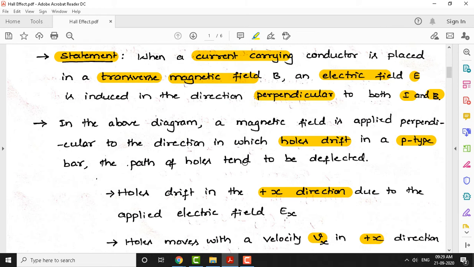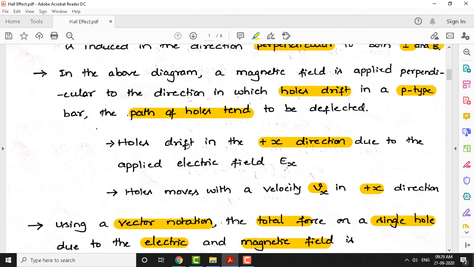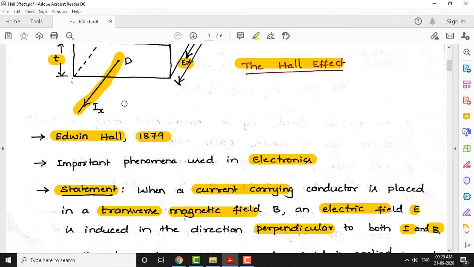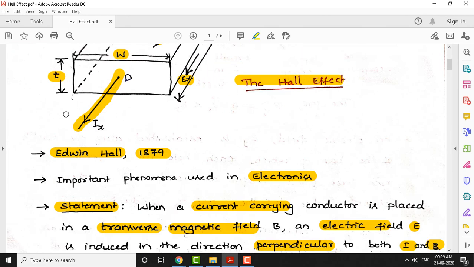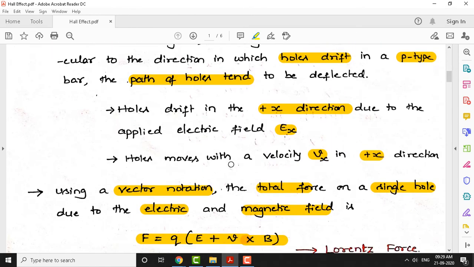The path of the holes tends to be deflected because the holes are flowing under the influence of a magnetic field. Due to that, the path of the holes will get deflected, and holes get accumulated on face A. Holes drift in the positive x direction due to the applied electric field. So this we already said here, when we allow the current Ix to flow, holes will drift in the positive x direction. The direction is shown here. You can see that it is the positive x direction, which is the same as our reference direction here. Okay. Holes move with a velocity vx.